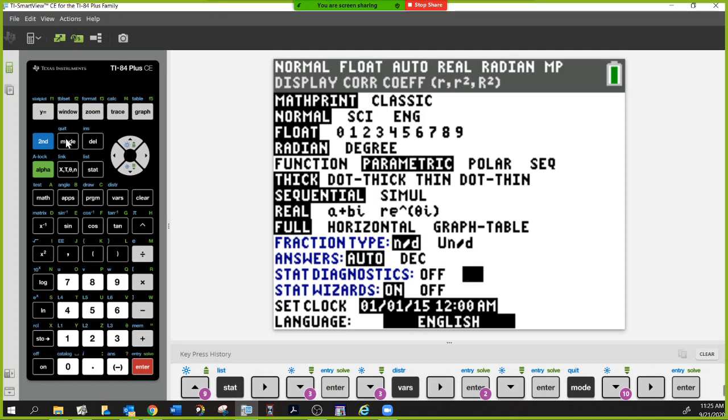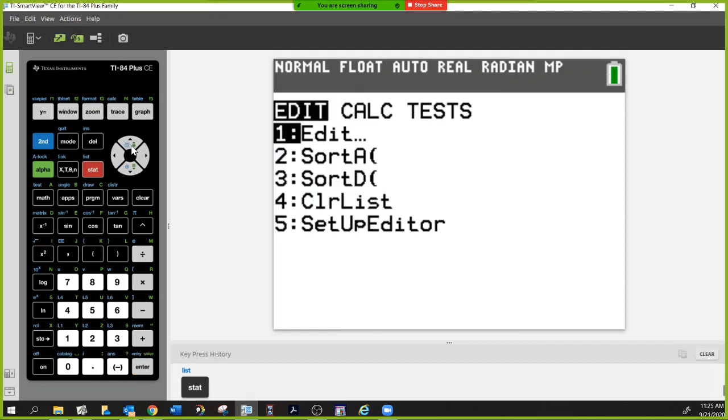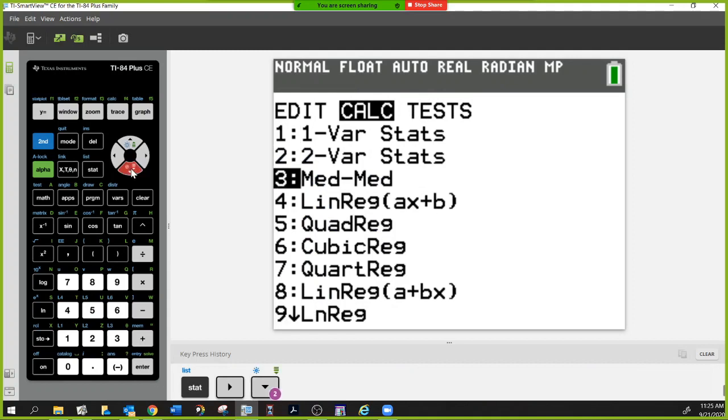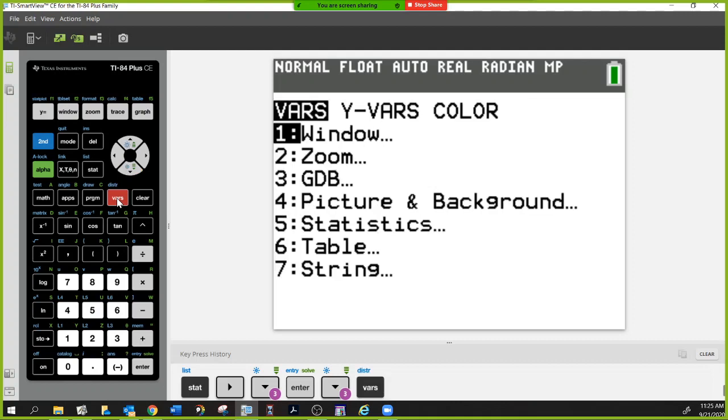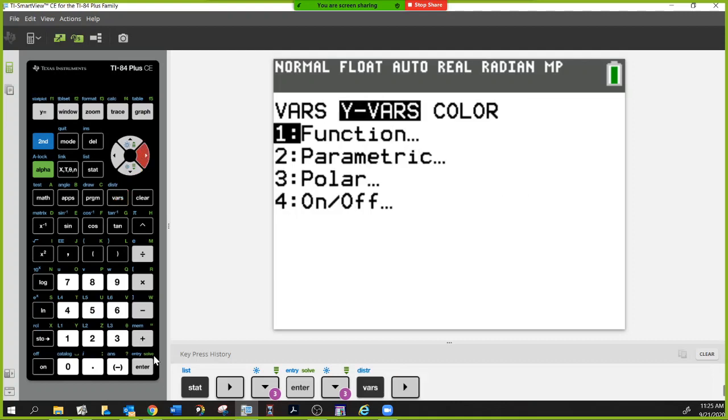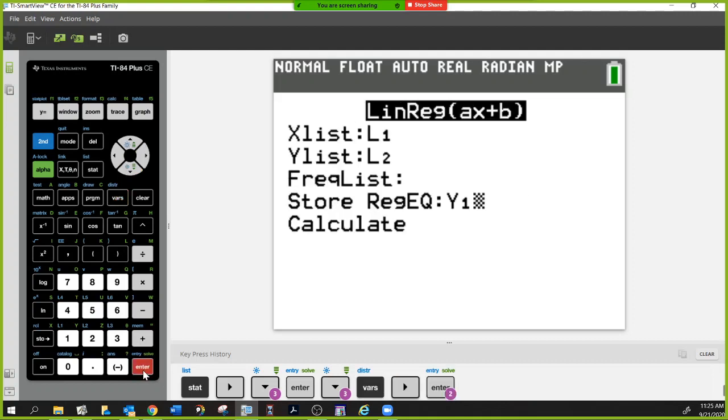Let's try it again. So stat, calc, linreg. We do have to restore it. You don't have to do this storing thing. I'm only doing that so I can graph it. That's the only reason why I'm doing it. I don't know why you would want stat diagnostics turned off. Wait, so we should restore things? You don't have to. That's only if you want to graph it.